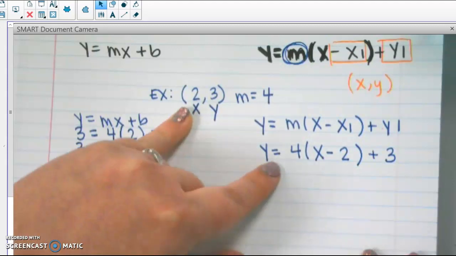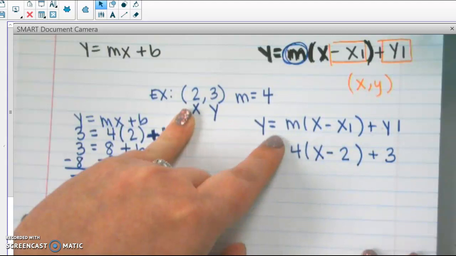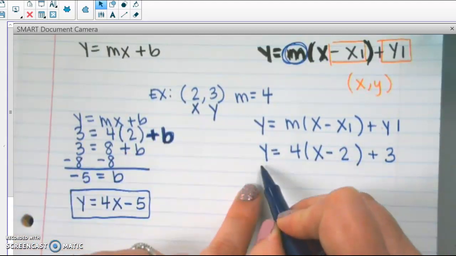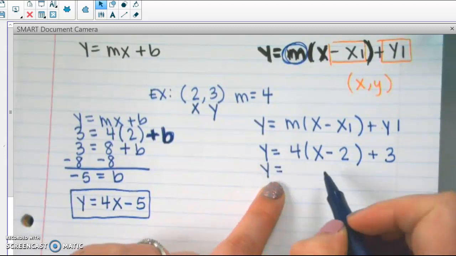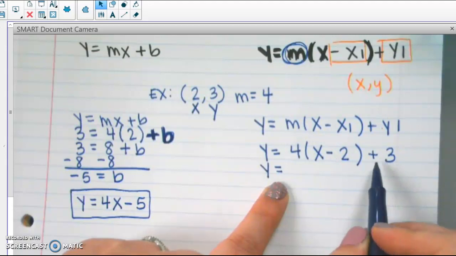I will let you guys know that this form of a line, you're going to see that come up in Math 2. It's going to come up in Math 3. So it's okay if you don't get it now, but we are going to use that for all of your other math classes. All right, so with this form, I got everything plugged in.